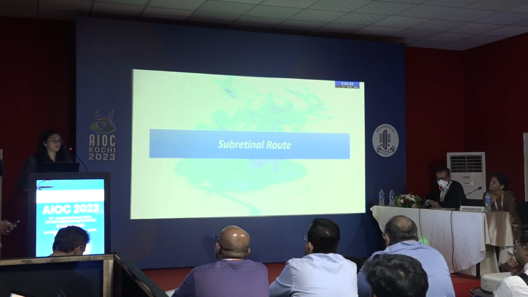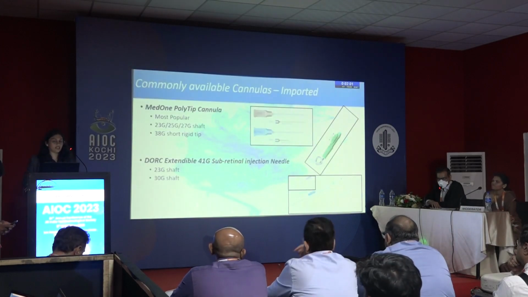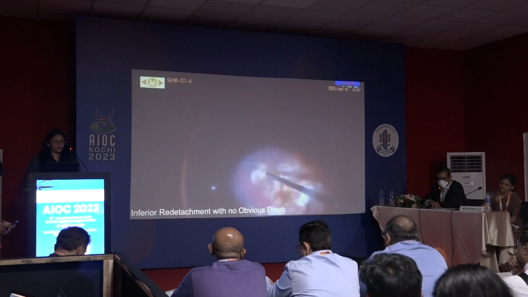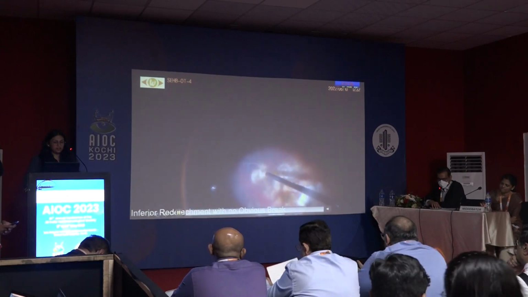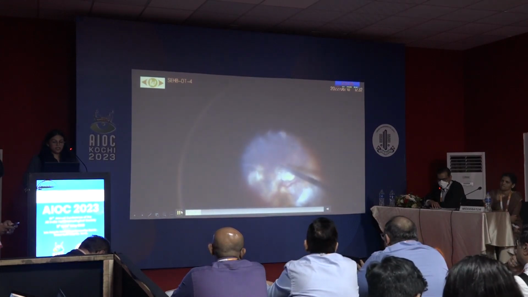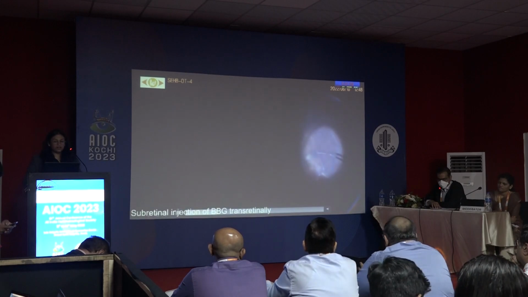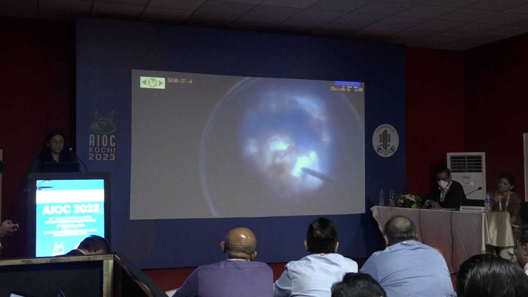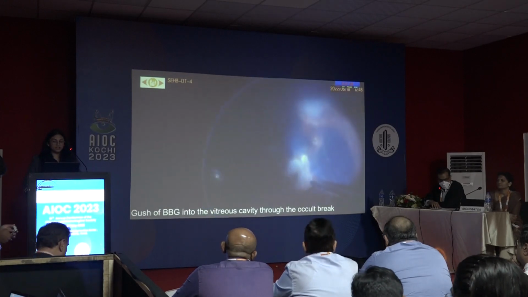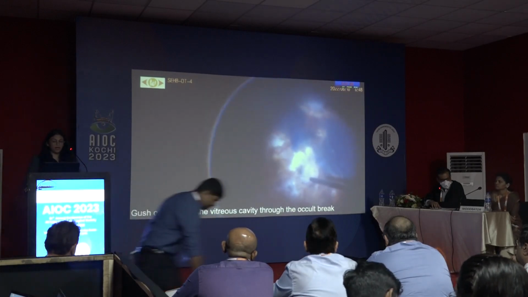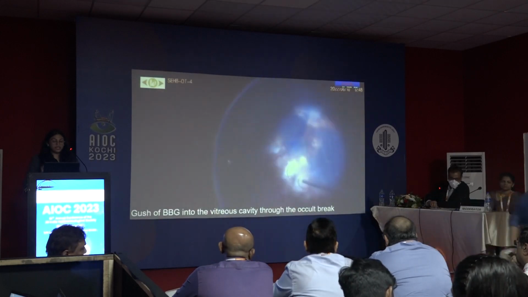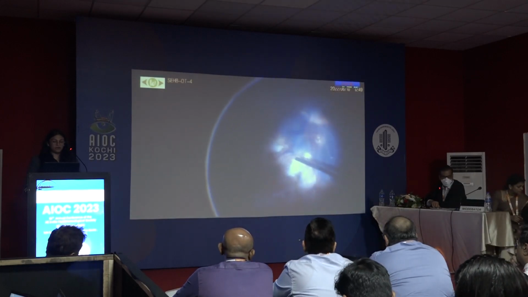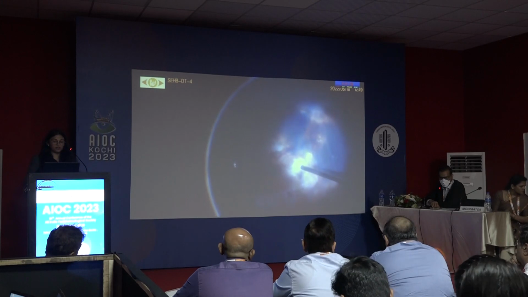For the subretinal route, you can use the commonly available cannulas, either the imported or the Indian ones. In this case, there's an inferior recurrent retinal detachment. The subretinal cannula is being used transretinally. BBG is being injected, and there is a plume coming out into the vitreous space. To delineate the break more clearly, we are using PFCL, and we can see the break at the margin of the PFCL bubble.